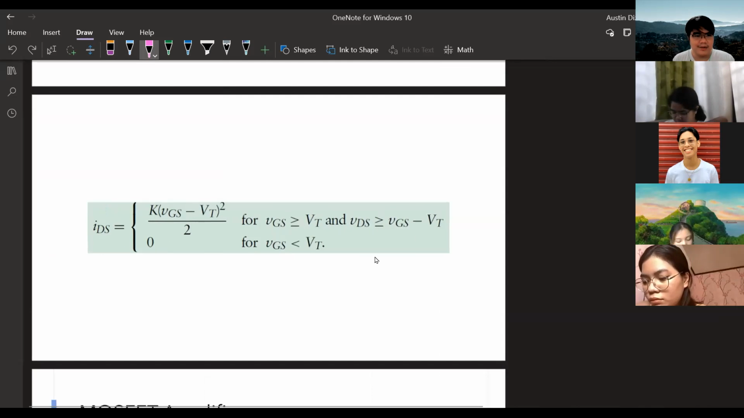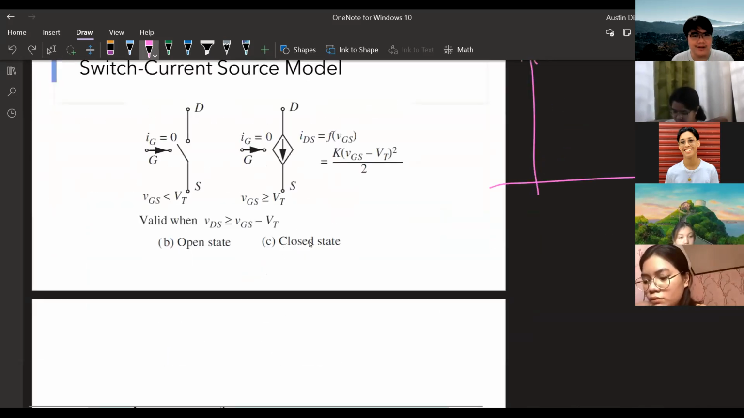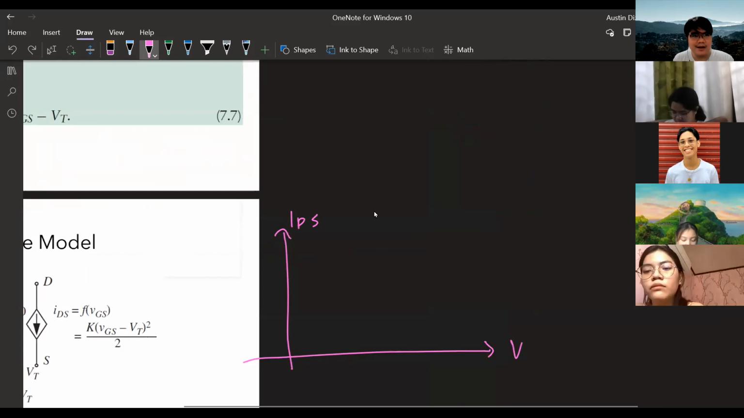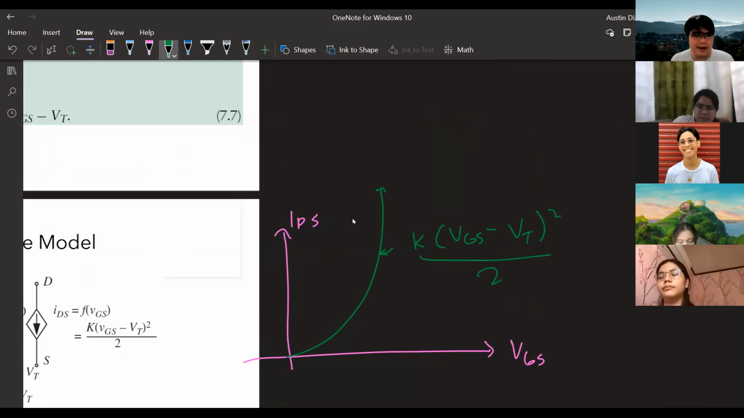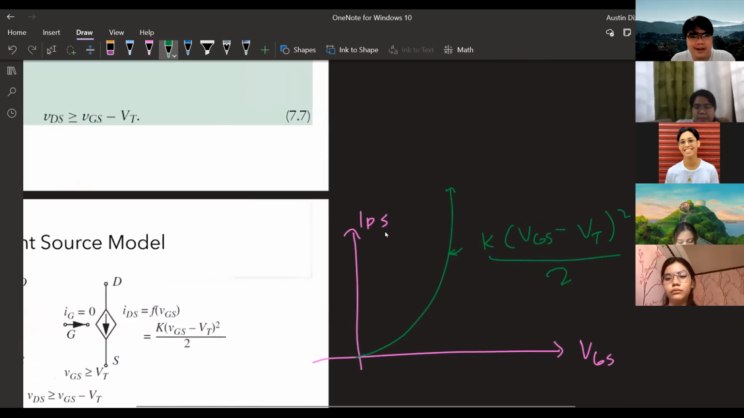Okay, so dahil squared yung relationship, you can have this kind of graph natin. You have this kind of relation dahil ito ay quadratic. Okay? So, K times (VGS minus VT) squared over 2. Wala lang, visualization lang.